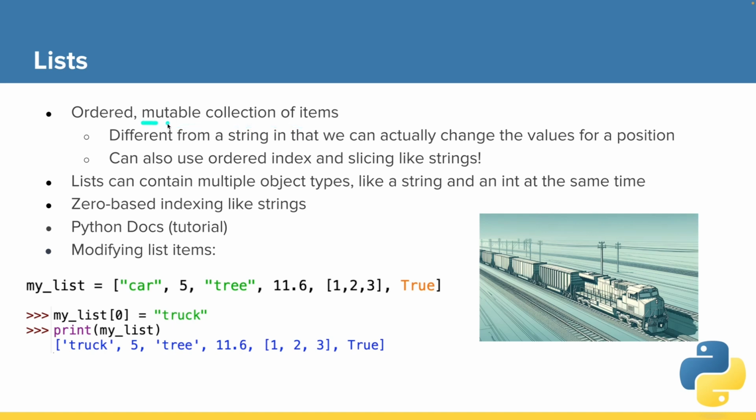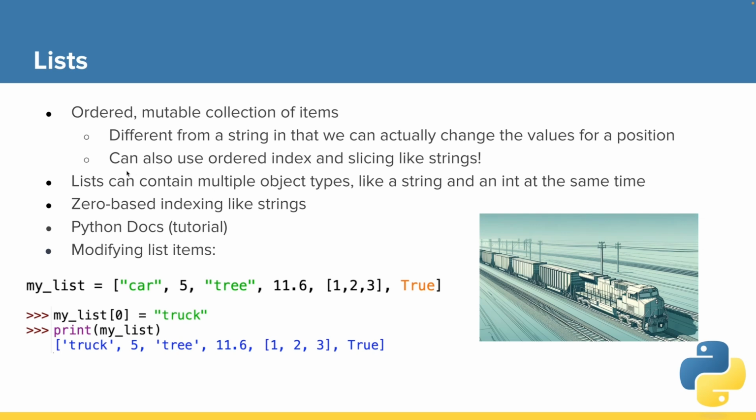So, lists are an ordered, mutable collection of items. If you recall, mutable means the values can change, whereas immutable means they cannot. And that's different from a string in that a string is immutable. So we cannot actually change the characters in a string. We cannot modify them, but we can modify the items in a list. And we'll show examples of this.